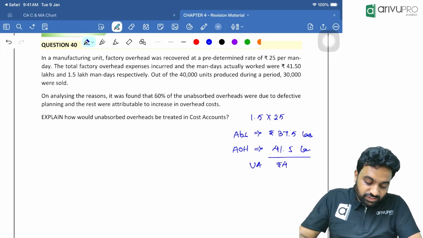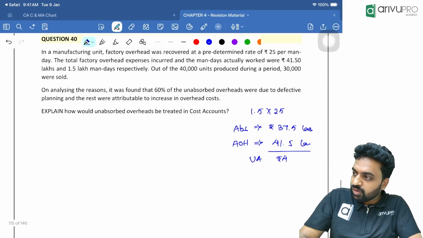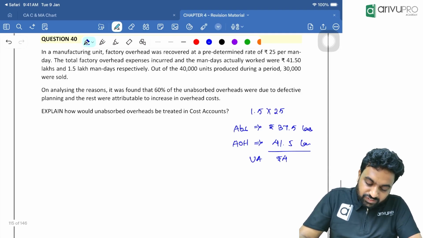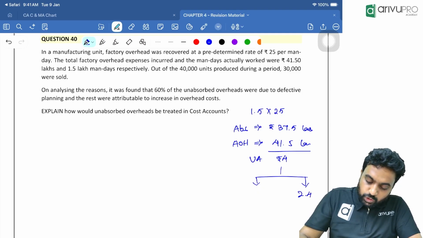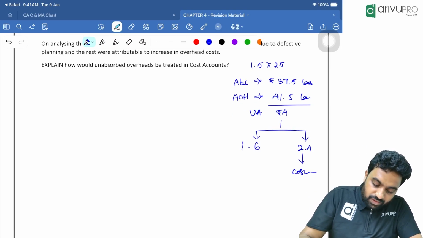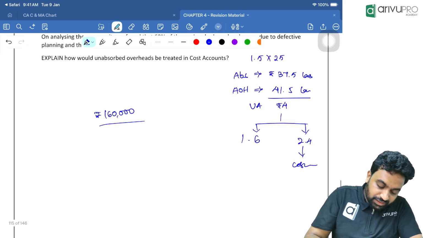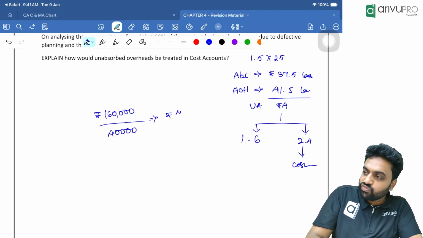Out of 40,000 units produced, 30,000 were sold. There is no closing WIP as such. On the analysis, it was found that 60% was due to defective planning. That means straight away 2.4 will go to costing P&L. For the remaining 1.6, we have to calculate the supplementary rate. 1,60,000 divided by units produced during the period, 40,000 per unit, rupees 4.